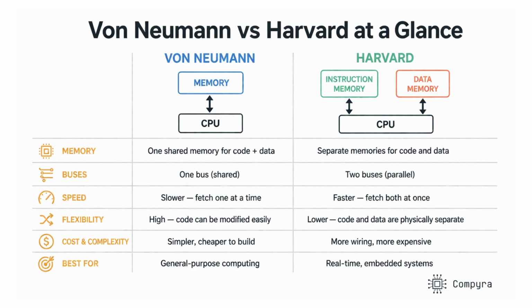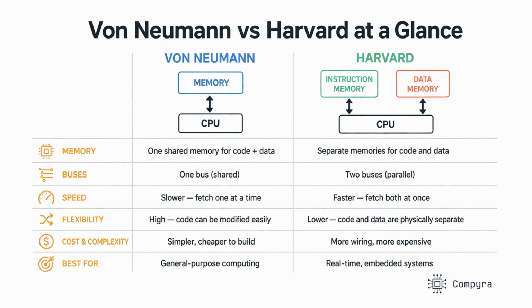Flexibility. This one flips. Von Neumann is more flexible. Since code and data share memory, programs can be loaded, swapped, and even modified on the fly. Harvard is more rigid because the two memories are physically separate. You can't just treat code as data and rewrite it during execution.